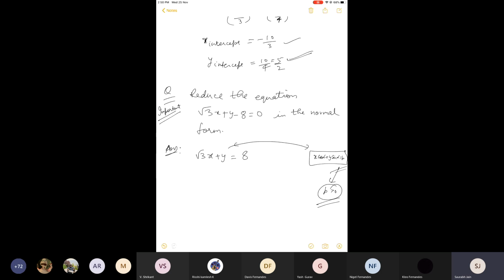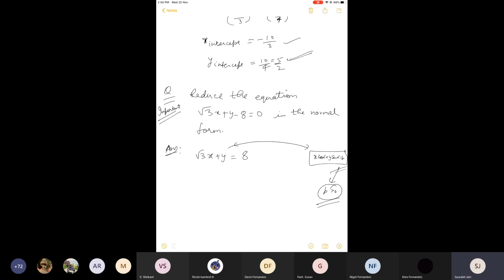If we compare it, what will be the value of cos alpha from here? And what will be the value of sin alpha? Yes, you will divide it by 2. So first of all, you can't compare it like this.